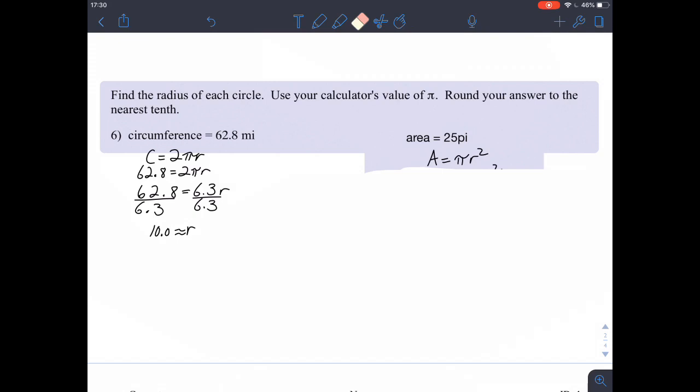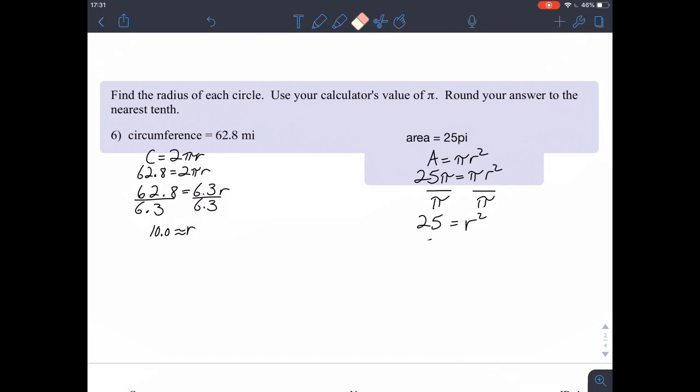Now you can pause the video and try to find the radius if you know that your area is 25 times pi. Note that that area is in terms of pi already. Your first step should have been replacing the a in our area formula with the value of our area, which is 25 times pi. Next, we want to get our variable of r by itself. So we can divide both sides of our equation by the thing being multiplied by our variable, which is pi. When we do that, we're just left with 25 equals r squared.